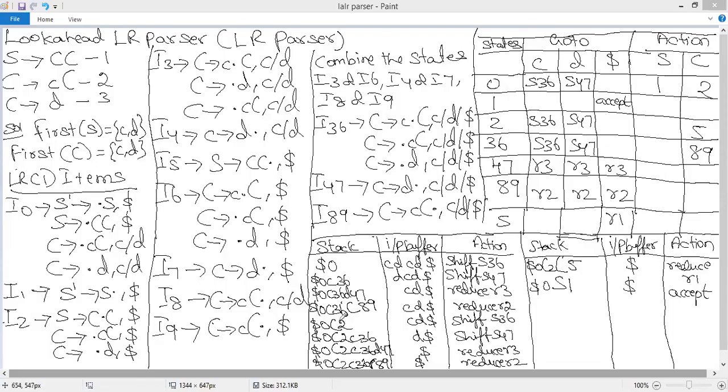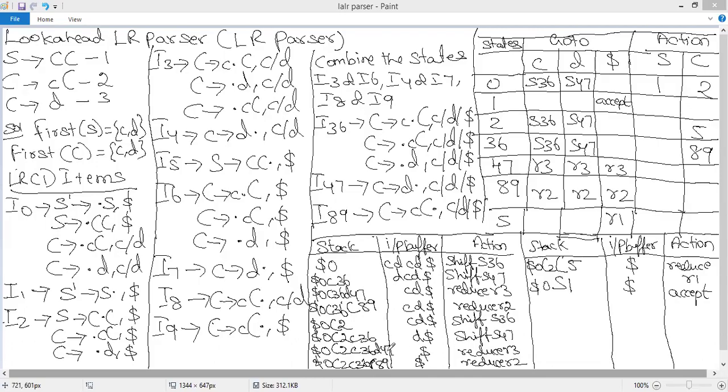So 2 and terminal C, that is shift S36. So S36 means we have to perform the shift operation. So this C will be shifted here and 36 will be mentioned here. Then 36 and D, that is shift S47. So now what we are going to do is this D will be mentioned on the top of the stack, and 47 will be mentioned here.